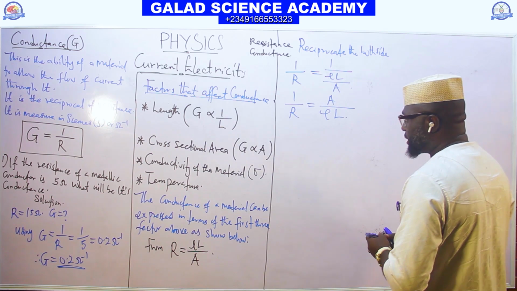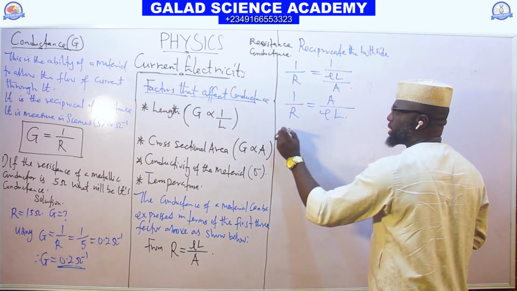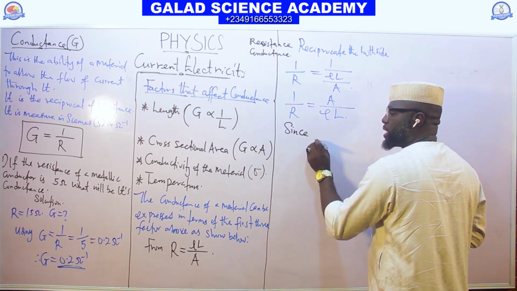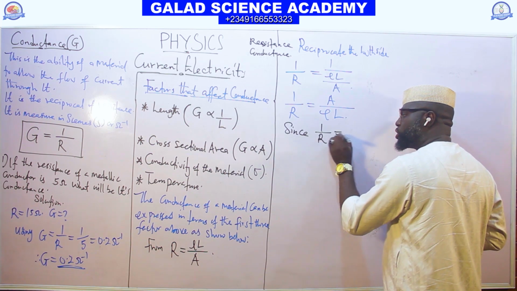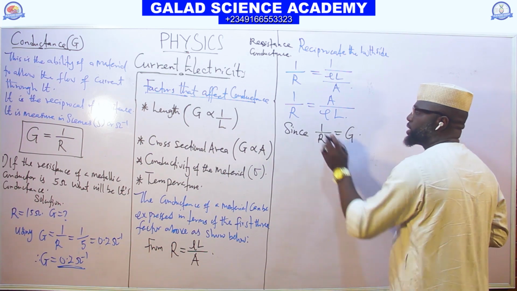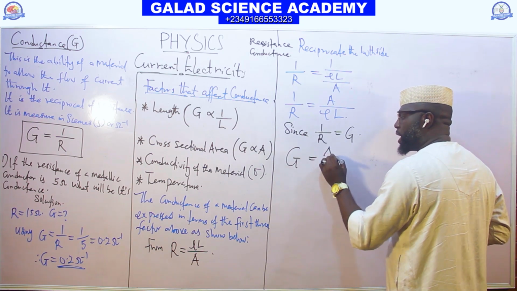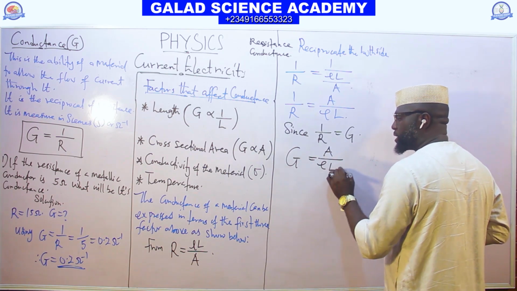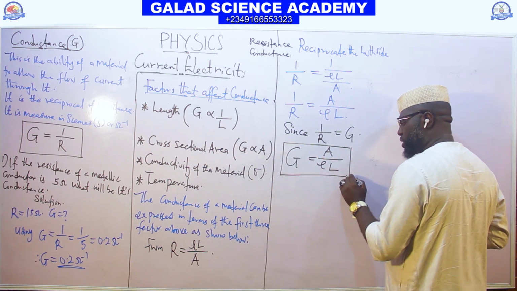Since 1 over R is conductance, put it here. Conductance G is equal to A over resistivity times L. This is the formula for conductance.